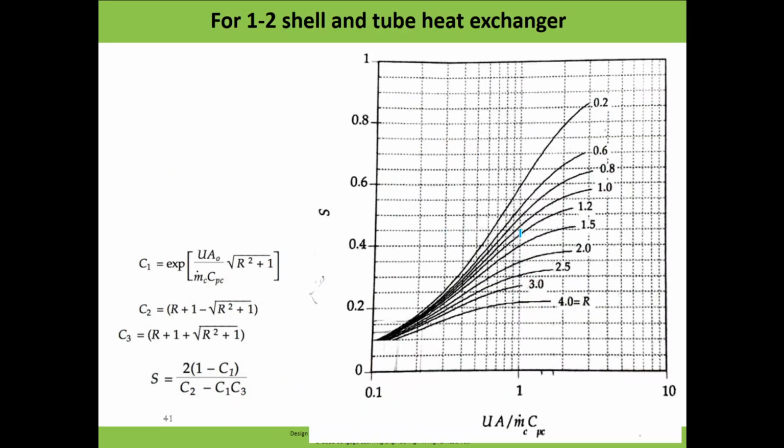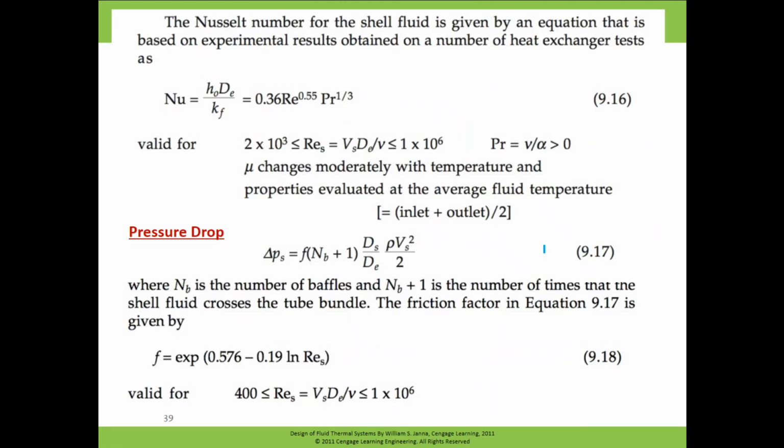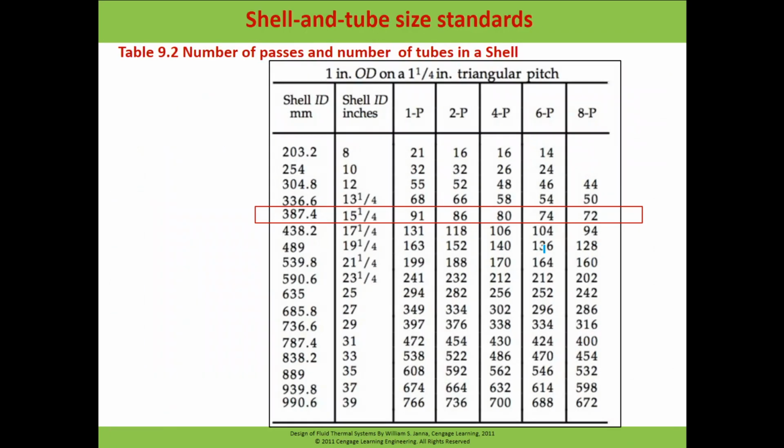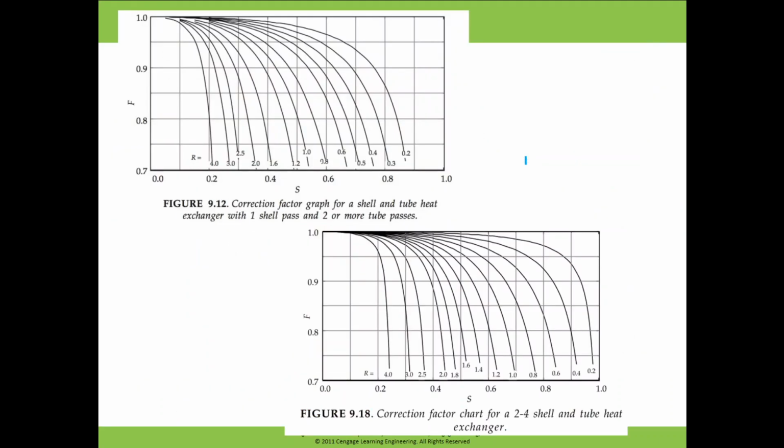The problem given shows that there are 2 passes here. For the 2 passes, we have to see how many tubes we have. So here we have our selection, and the number of passes is 2. So the number of tubes is 196.